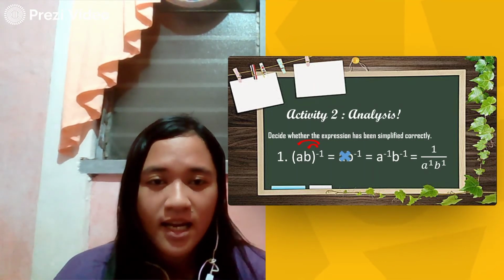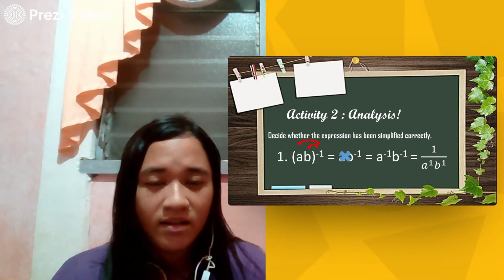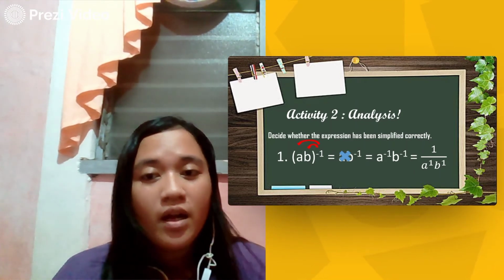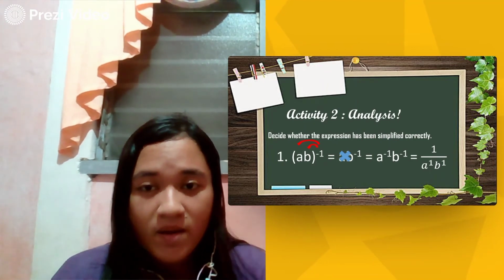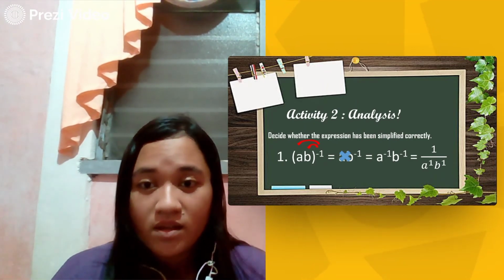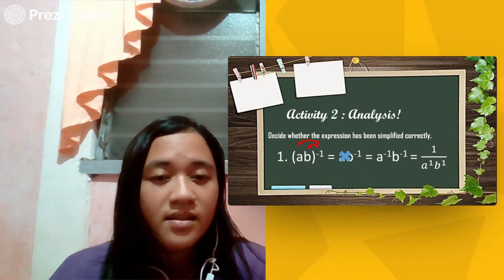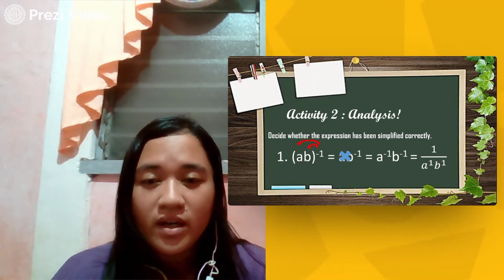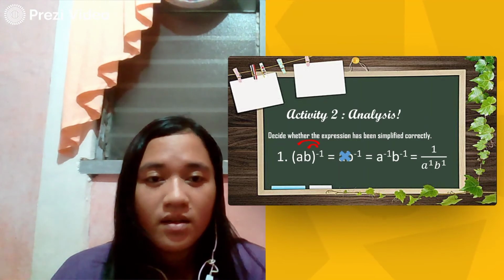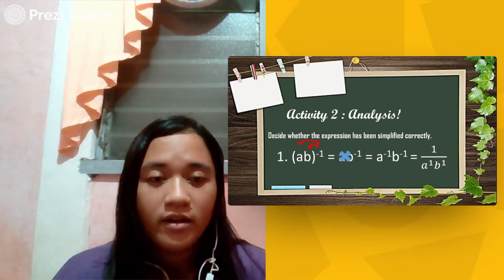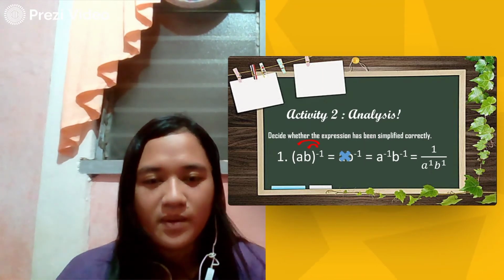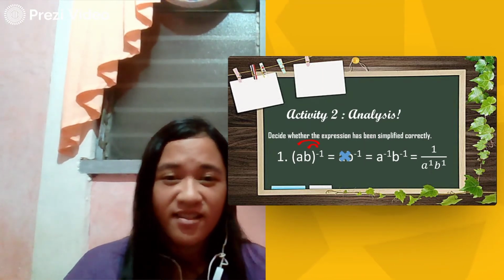So, nagiging A to the negative 1, B to the negative 1. Diba? Di pa man na siya ang final answer. Kaya negative pa yung exponent. So, i-reciprocal natin. So, naging 1 over A to the 1, 1 over B to the 1. So, right, correct, very good. Nagets?